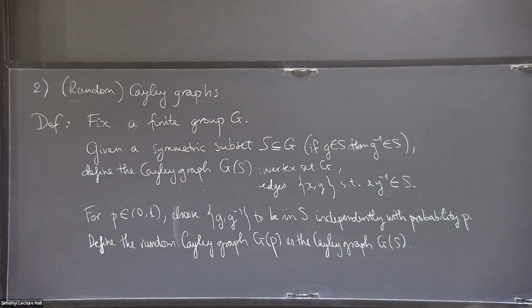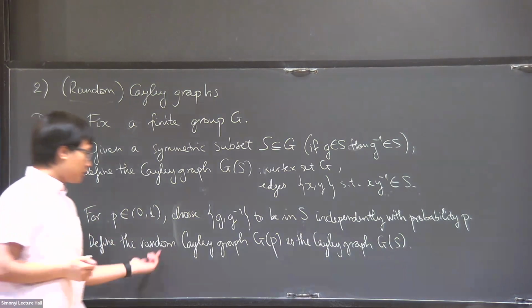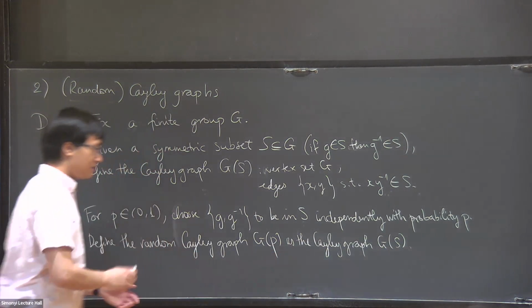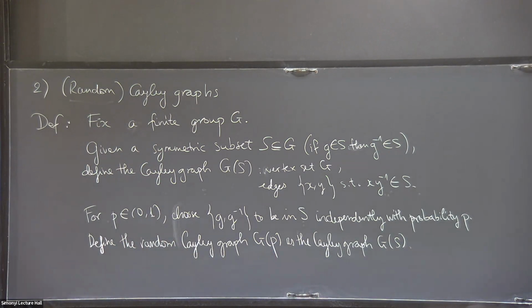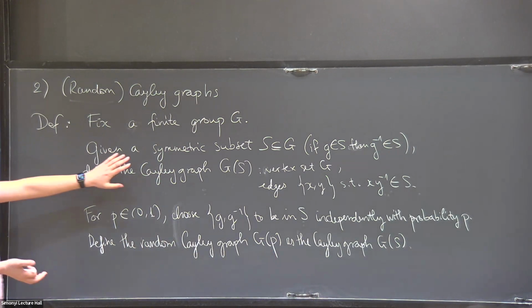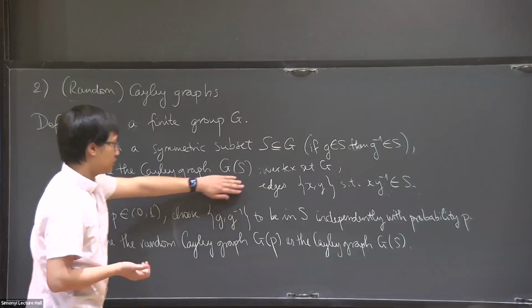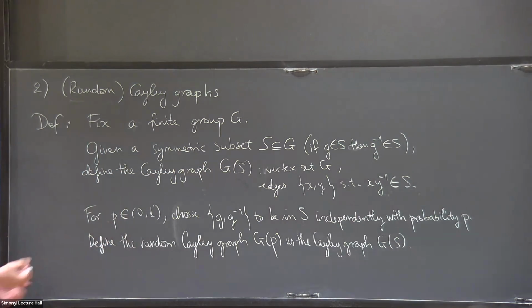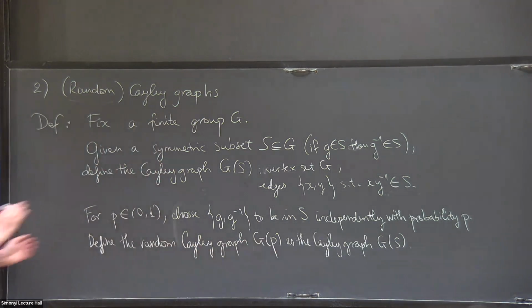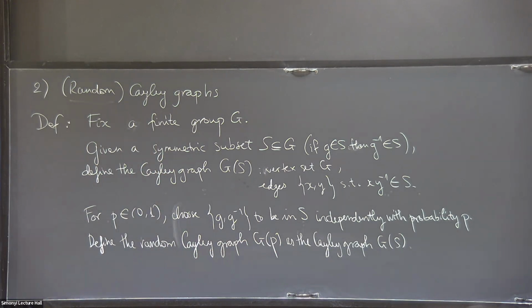So now in particular, if P is equal to 1/2, then you can see that this random Cayley graph G 1/2 is simply a uniformly random Cayley graph on the group G. So out of all of the possible Cayley graphs of this form, we just pick one uniformly at random. That is what is G of 1/2. So in the talk, I will usually refer to a uniformly random Cayley graph. That simply means G of 1/2.